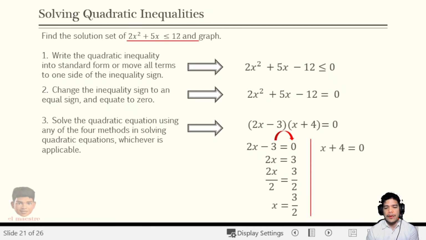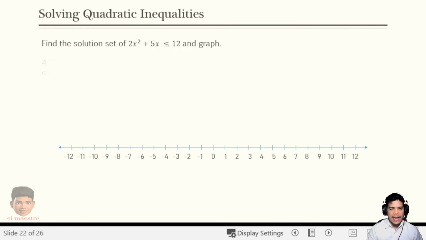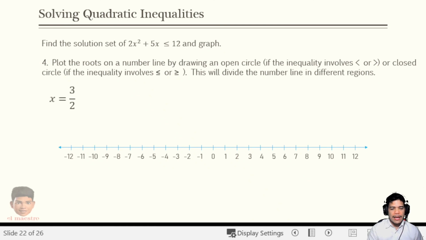Next, x plus 4 is equal to 0. Transpose 4. So you have x is equal to negative 4. So ito na yung ipa-plot natin. The same thing na ginawa natin earlier. So now, so plot. So we have x equal to 3 over 2 and x equal to negative 4. So, tingnan natin class.